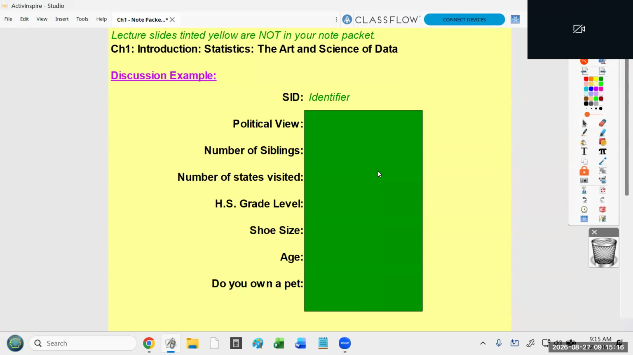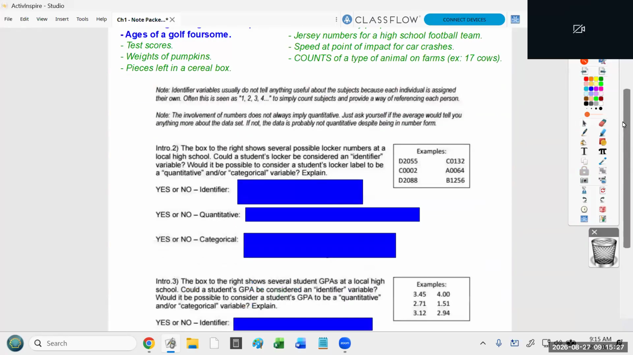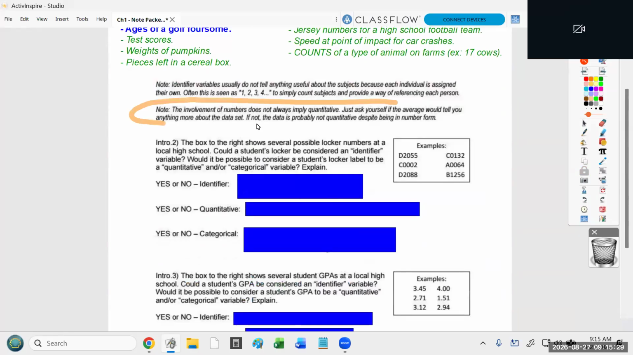And if I got the student ID number of all of you and then calculated the mean of that number, I don't even know what that number would represent in context. Like, what would that even be? So that's one of the pre-typed notes that I have for you in your packet. It says the involvement of numbers does not always imply quantitative, because that's a pretty common mistake.